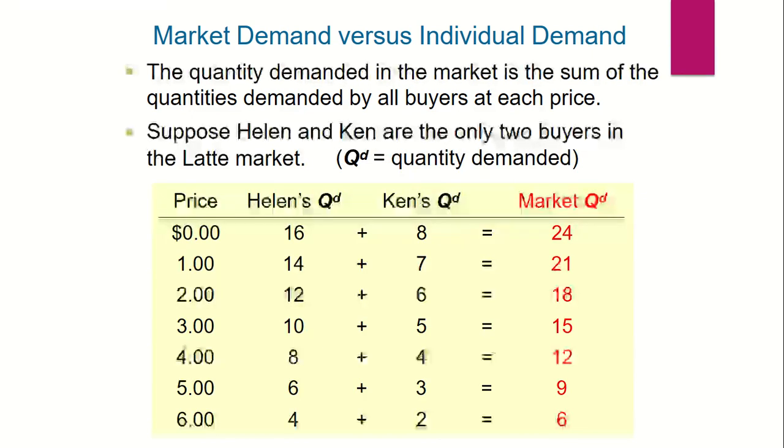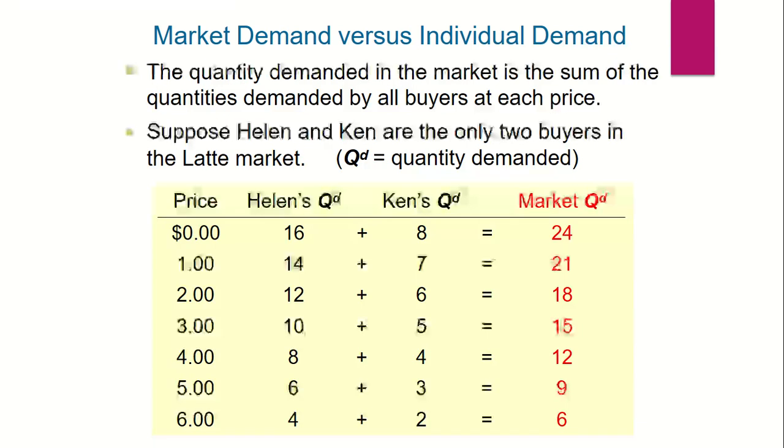Suppose Helen and Ken are the only two buyers in the latte market. Quantity demanded here is denoted by QD. We have prices starting from 0 up to $6 in this column. We have Helen's quantity demanded for different prices, but now we find Ken's quantity demanded as well.